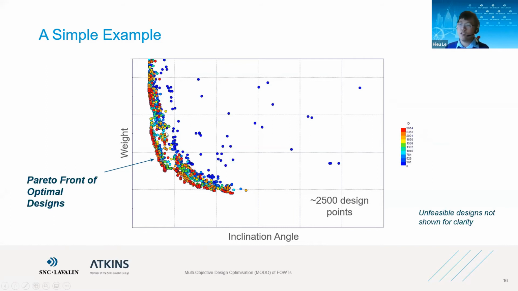In this case, we use Excel to calculate the inclination angle, and we managed to run 2,500 design points. So you can see it can get to the Pareto front very quickly, especially when it only has to deal with two objectives.